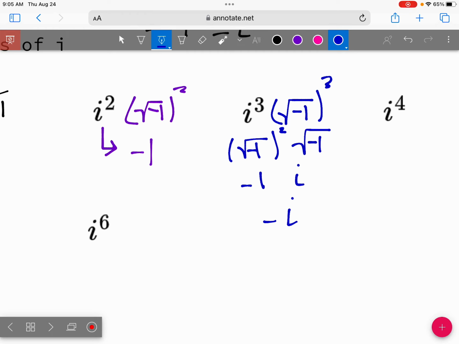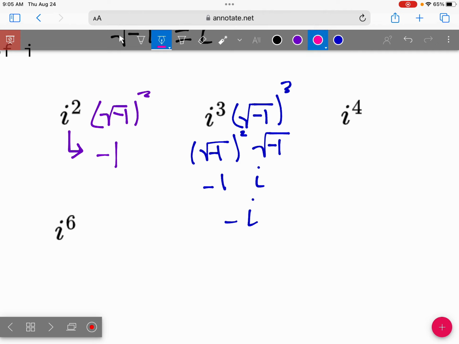So i cubed, that's the square root of -1 cubed, right? I can write that as square root of -1 squared times the square root of -1. Square root of -1 squared is -1. It all simplifies down to -i. Okay? Cool. i to the fourth, same thing. Square root of -1 to the fourth, that's the square root of -1 squared times the square root of -1 squared. So we get -1 times -1, which gives us 1.